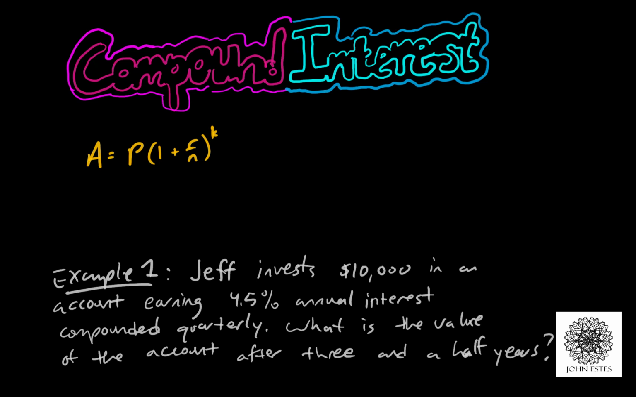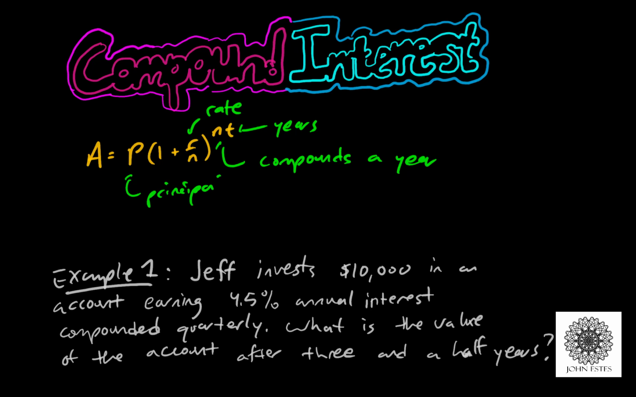And then more formally, usually we know that K is going to be a number of years. So instead of saying K, we say NT. And then here, T is years. N is compounds a year. All right. R is your interest rate. P is what you initially invest, your principal, and then A is your future amount.